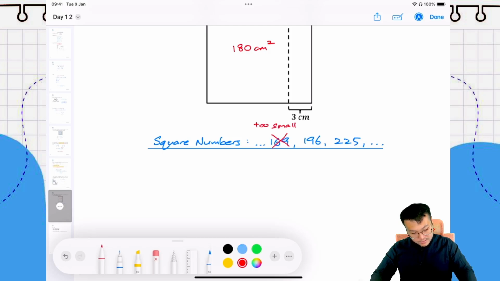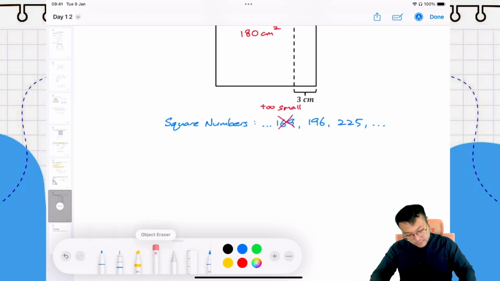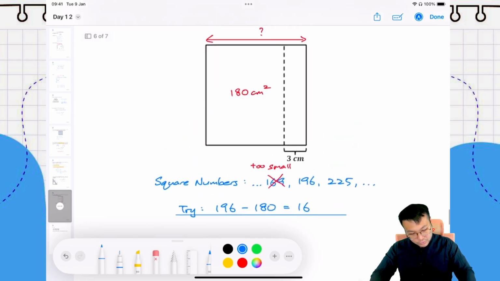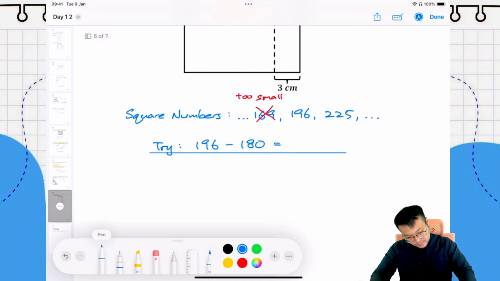196. Damn, possible, right? So let's try, okay? Why not we try 196 minus 180, left with 16. Do you think the area of... No, this cannot. Why? Because 16 is only divided by 2, 8. Very good. So you cannot be a multiple of 3, right? It's not. Okay, so we reject this.